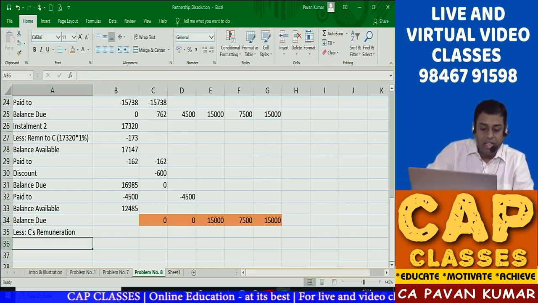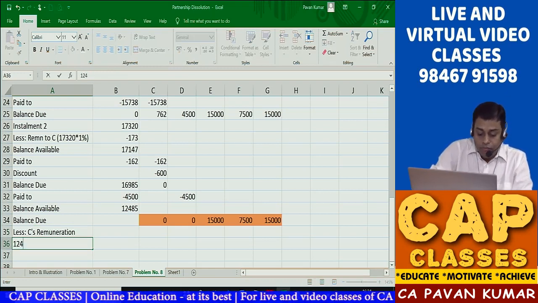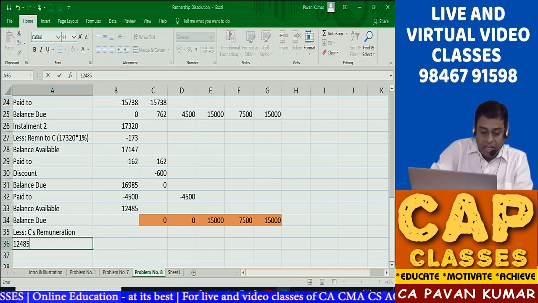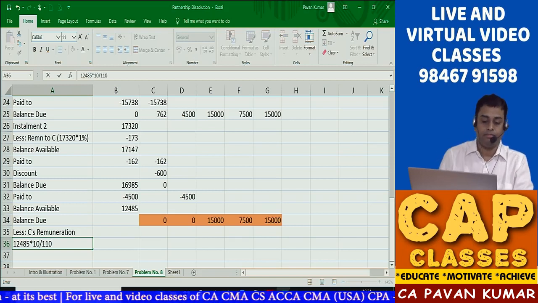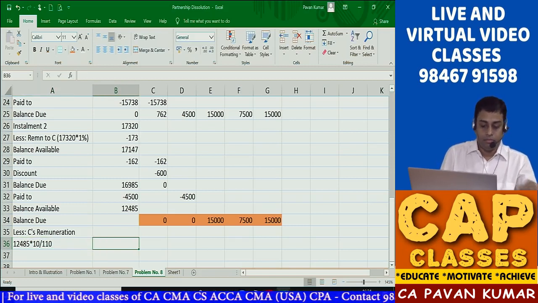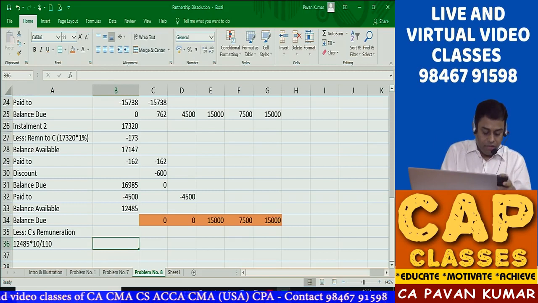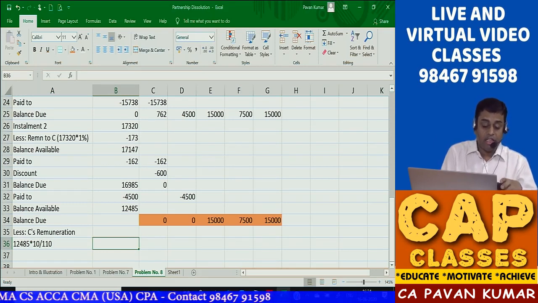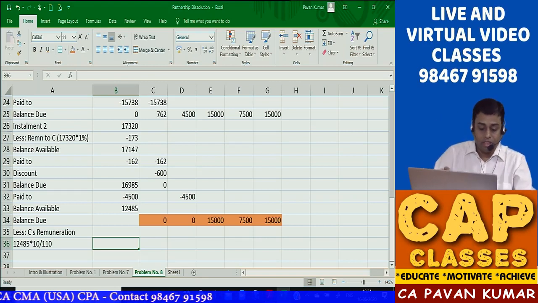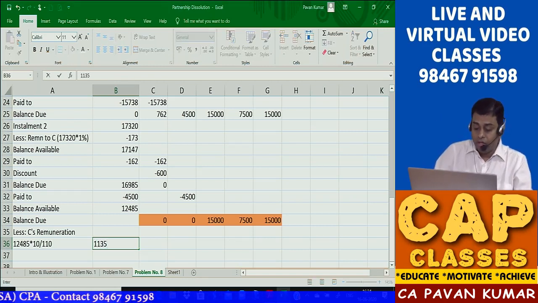How to calculate C's remuneration? 12,485 into 10 divided by 110. How much is it? 1,135 rupees. This is your remuneration.